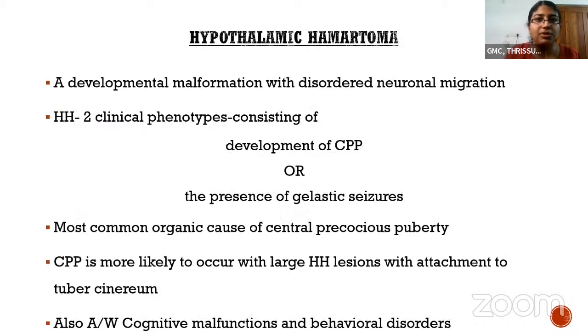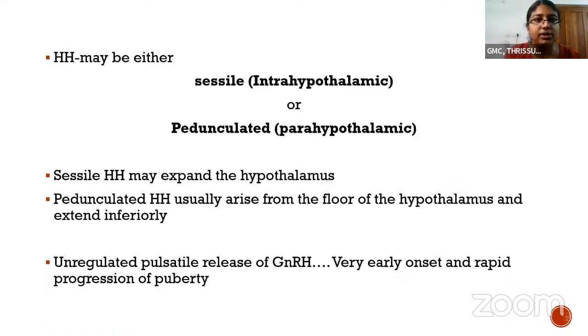So a few points about hypothalamic hamartoma. It's a developmental malformation with disordered neuronal migration. It has 2 clinical phenotypes: either development of central precocious puberty or the presence of gelastic seizures. It's the most common organic cause of central precocious puberty. Central precocious puberty is more likely to occur with large hypothalamic hamartoma lesions with attachment to the tuber cinereum. It's also associated with cognitive malfunctions and behavioral disorders.